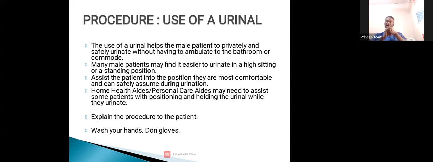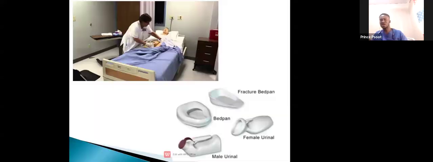Many male patients may find it easier to urinate in a high sitting or a standing position, so assist the patient into a position that they are most comfortable in and can safely assume during urination. Home health aides or personal care aides may need to assist some patients with positioning and holding the urinal while they urinate. Then you explain the procedure to the patient, wash your hands, and don gloves.